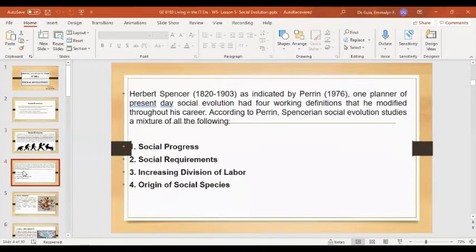Then we have here Herbert Spencer, as indicated by Perrin, one planner of present-day social evolution, who had four working definitions that he modified through his career. According to Perrin, Spencerian social evolution studies a mixture of the following. So we have here four components used by Herbert Spencer in his study about social evolution. The first one is social progress, followed by social requirements, increasing division of labor, and origin of social species.